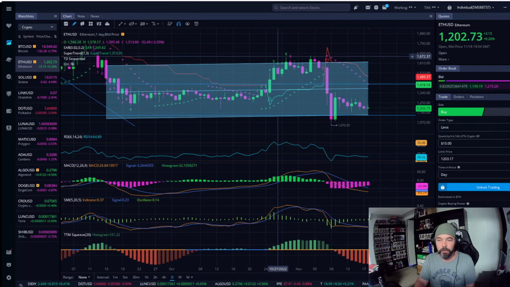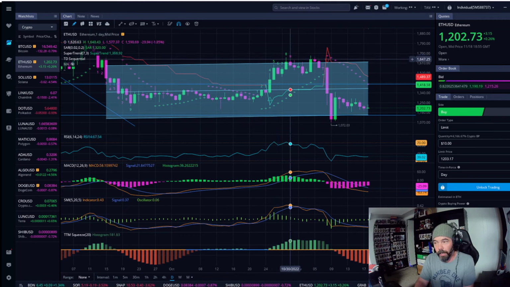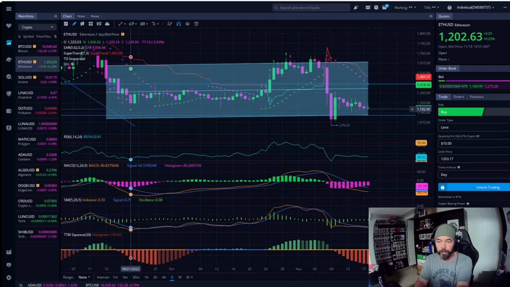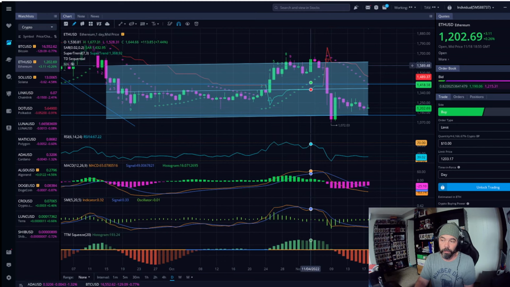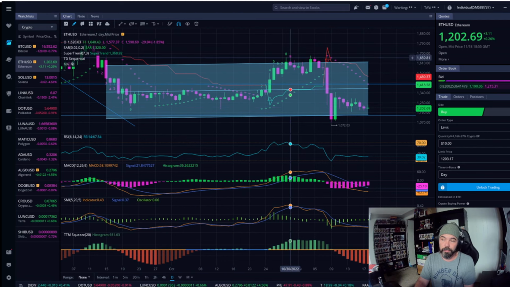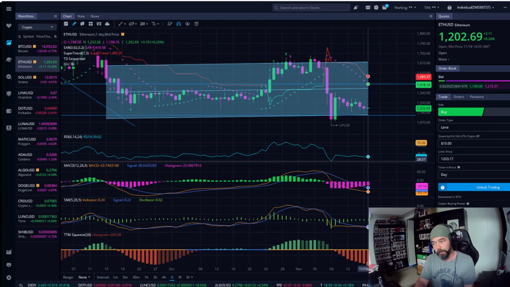We also use the TD Sequential. This is a 9. Usually when we print this 9, it's suggesting a change, a change of going up or down. We got a green 9 back here, and it did take a while before we went up. And then we printed this red 9, and a little bit further down we dropped.